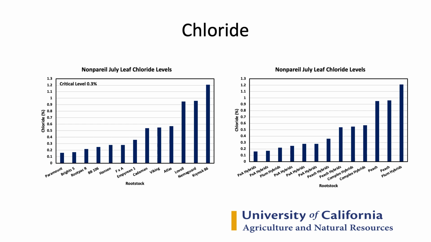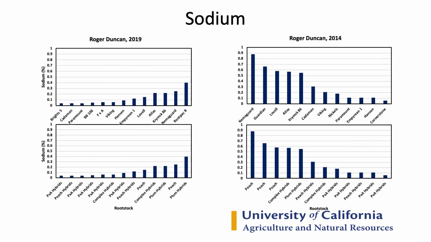So here are the commercial names, but here I'm talking about the parentage. When we look at the sodium, it follows similarly when we are talking about parentage, the same way as we see in the chlorides. So all the peach almonds are here, and they have significantly less compared to the peach.